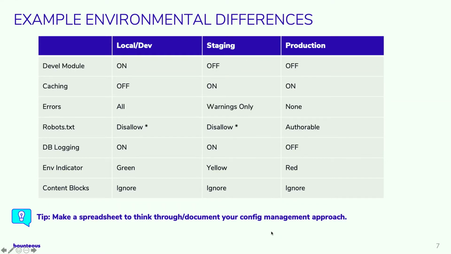Caching on dev, we want it turned off. And on our local turned off. That way we're not having to flush caches every time we make a change. And then for errors, let's say on local and dev, let's output every error to the screen. That way QA is really aware if there's something that's not quite right with what we built. And then in staging, only show the warnings, and in production, turn all those errors off. And we have a few other examples here that we can talk through.